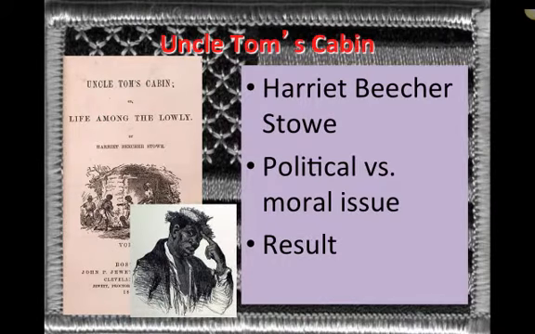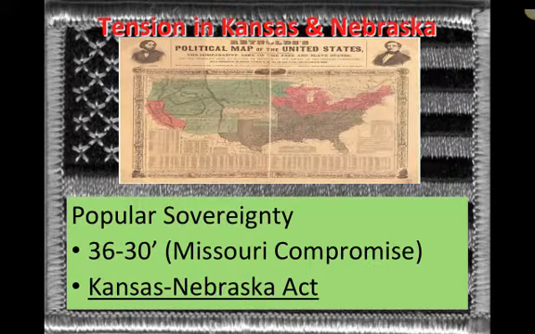One of the most famous pieces of literature that comes out of this time that inspires this movement against slavery is Harriet Beecher Stowe's Uncle Tom's Cabin, where she relays the life of slaves. It stressed that slavery was not just a political issue, but a moral issue of right and wrong. As a result, the book stirred Northern abolitionists, those against slavery, to increase their protest against the Fugitive Slave Act. And Southerners thought it was a direct attack on them and their way of life.